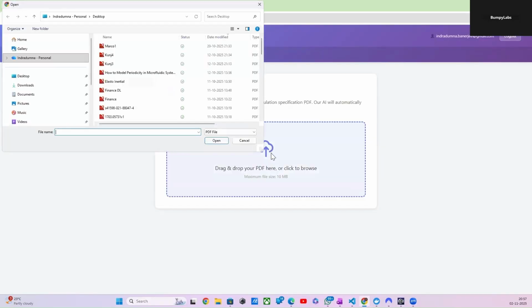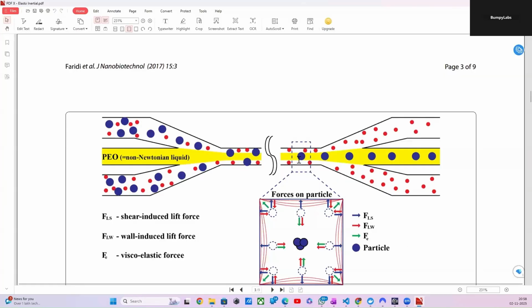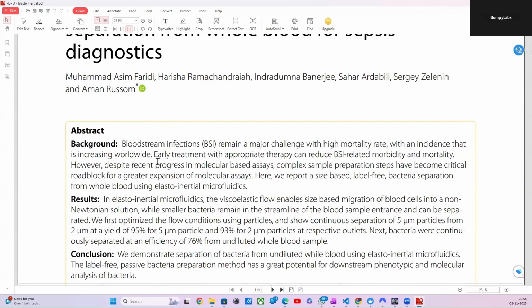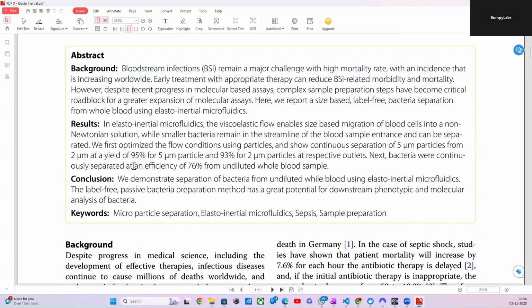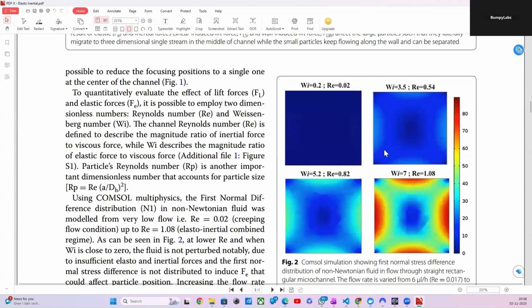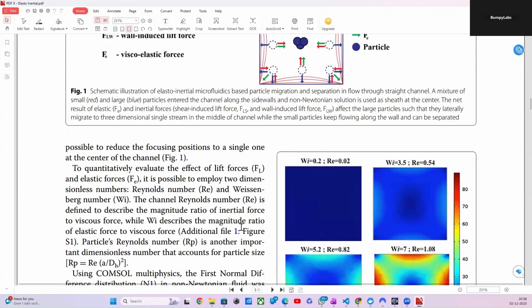Okay. So let's try to upload a PDF. We'll upload an Elasto Inertial paper. Just to show you how that paper looks: this is a paper on Elasto Inertial microfluidics that we'll be analyzing right now, based on bloodstream infections. But the simulation part of this paper is focused on first normal stress differences that you see here. This was based on a COMSOL simulation showing first normal stress differences of non-Newtonian fluid in flow. It probably took the researchers days or weeks or months to come up with this kind of simulation, right? Now we'll try to do that much faster.